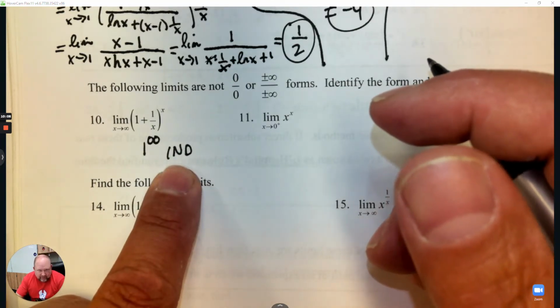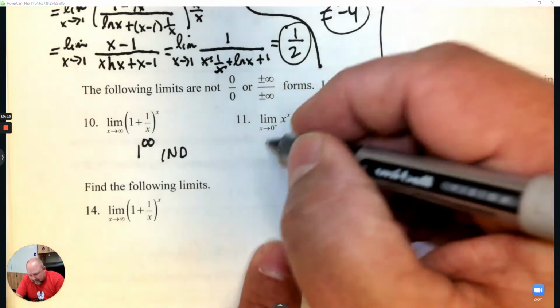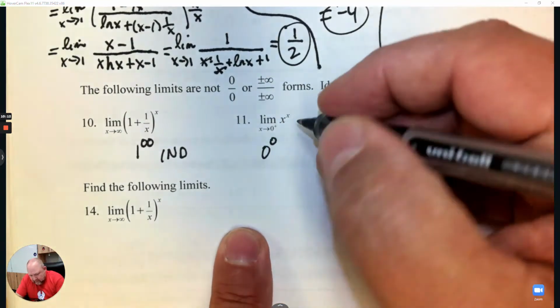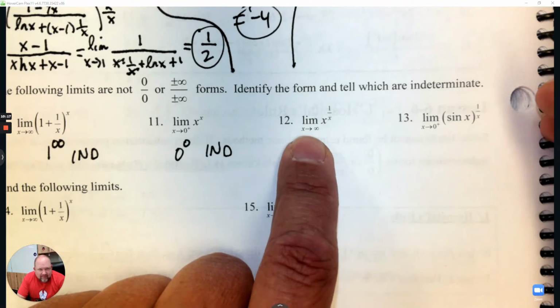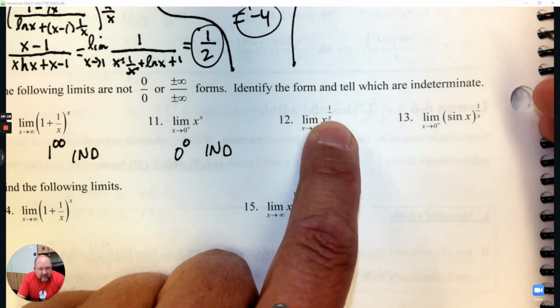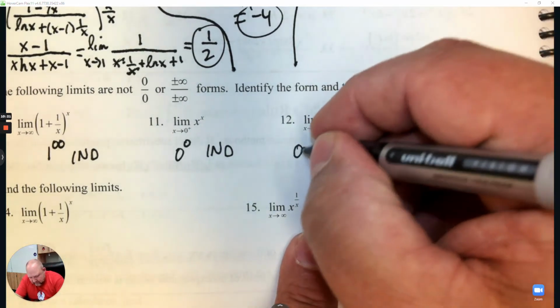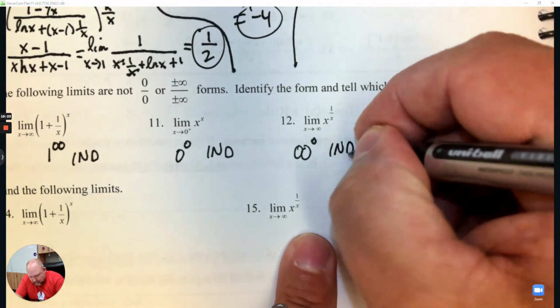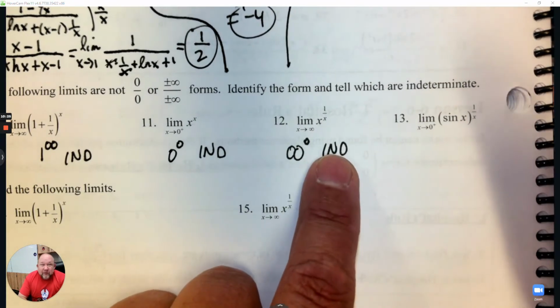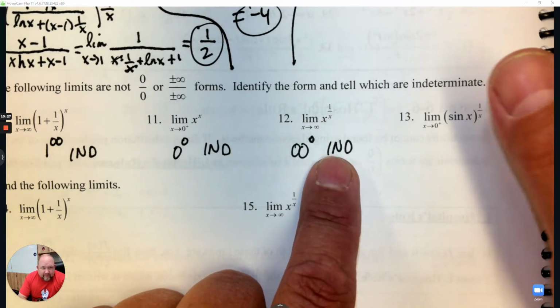That is indeterminate. Here, I have 0 to the 0. That again is indeterminate. Here, if I plug in infinity, it's infinity to 0. That's indeterminate. I don't know what that means. Indeterminate means I don't have a way to evaluate that.